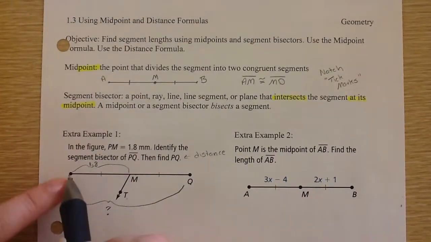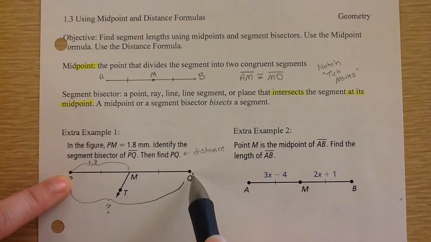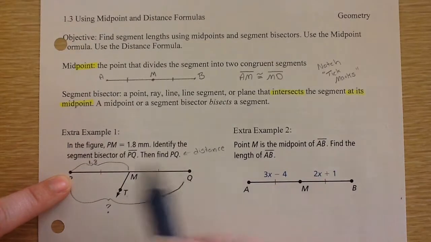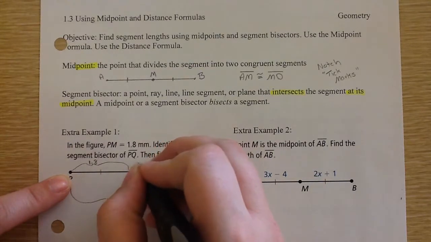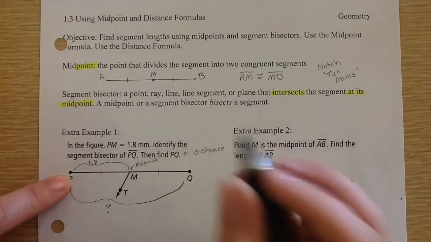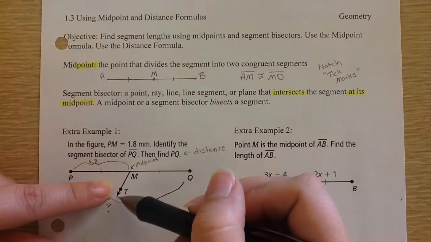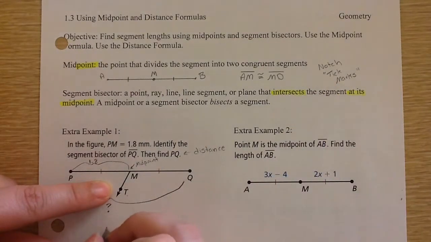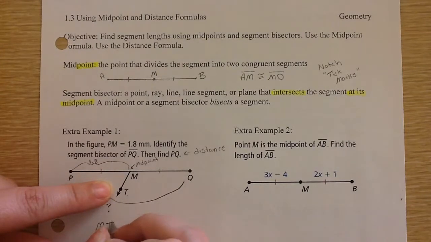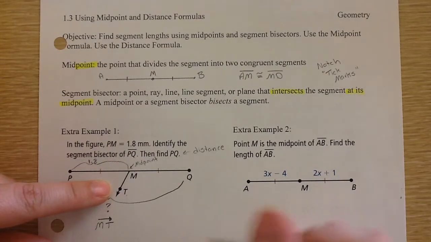So if I'm looking at this segment from P to Q, the whole segment, we're looking for what goes through the midpoint. Well, you see I have one notch here and one notch here, so that identifies this here as the midpoint. I'm looking for what figure is going through the midpoint. Well, it looks like a thing that starts here at M and goes this way forever with the arrow, so that to me looks like a ray. So the segment bisector is that ray that starts at M and goes towards T. So ray MT is the segment bisector.